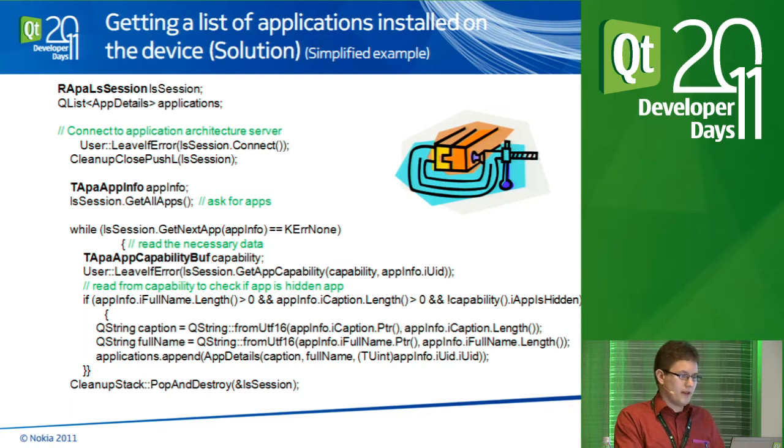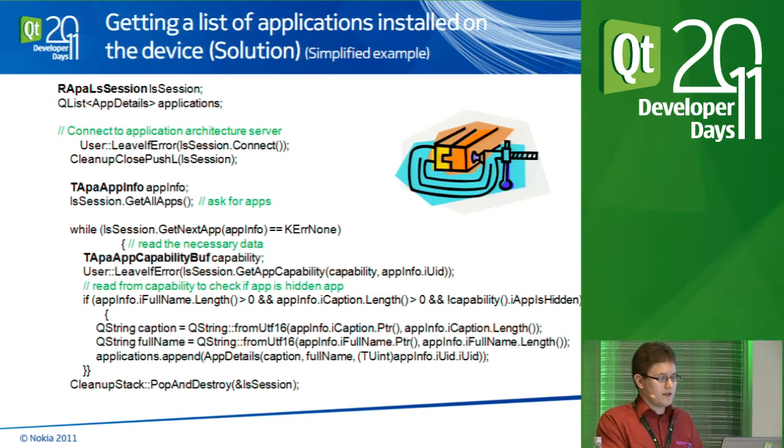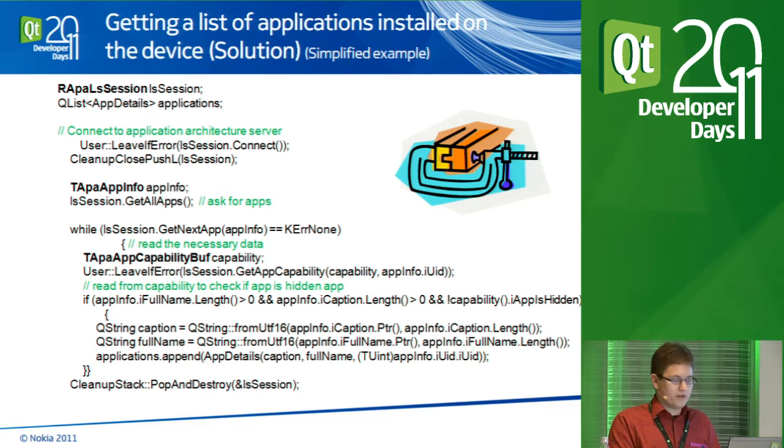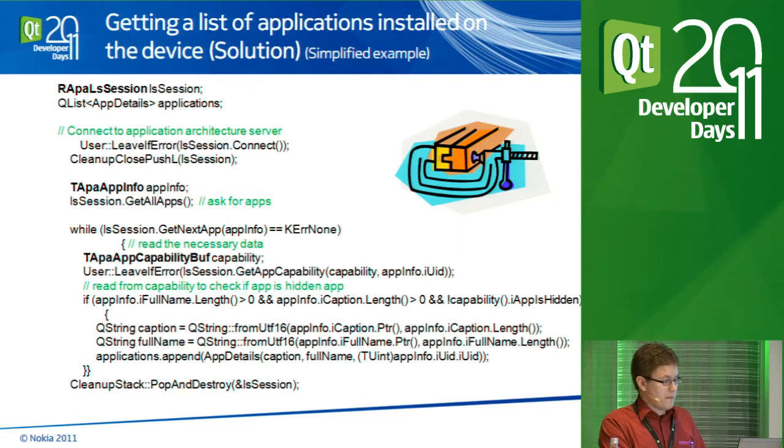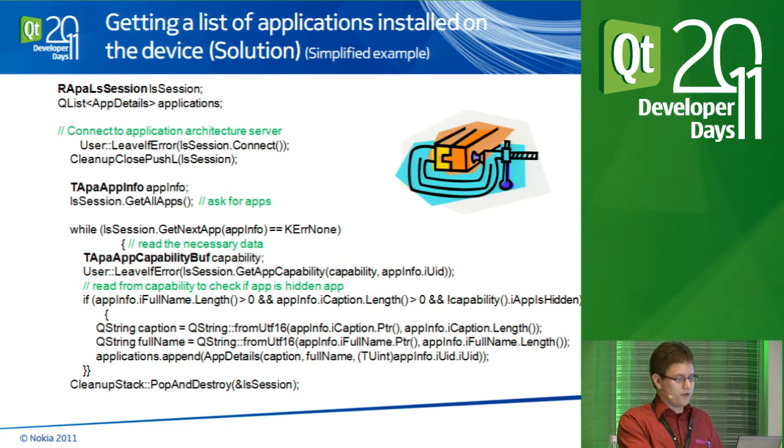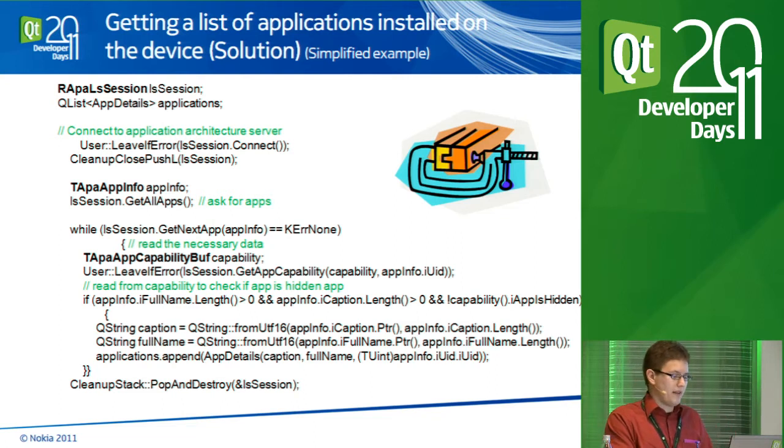And for getting the list of installed applications on the device, what you can do is connect to the application architecture server API, open a session, and ask it to get all the applications. In this example, it loops through all the applications it gets from that server and checks from the capability if the application is hidden. In case it's a hidden application, you probably won't want to display it on any lists because it's not supposed to be visible to the user.